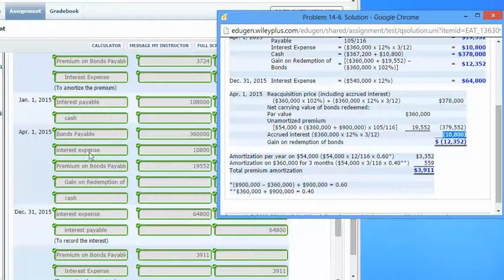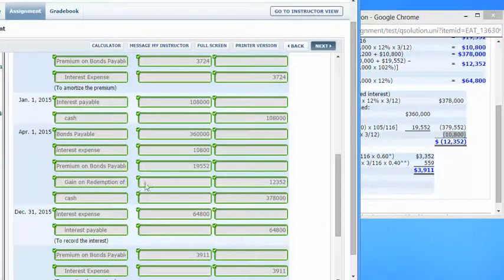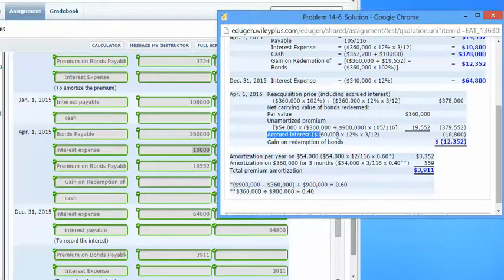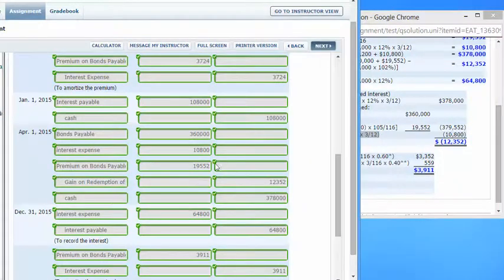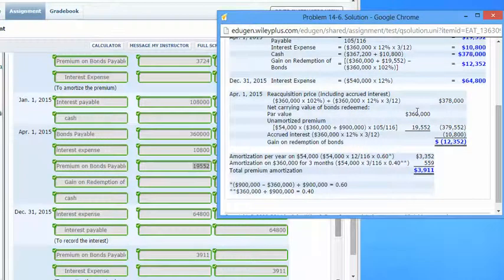So let's look at this transaction on April 1st and see what we've got. The bond payable, again, is the par value. The interest expense that we've talked about here is the 108, the accrued interest, and again, this is based upon the nominal interest as opposed to the effective interest. And the way this problem is doing this is that the other side of the interest is going to be on the premium. So the premium is $19,552. How do we get the $19,552?